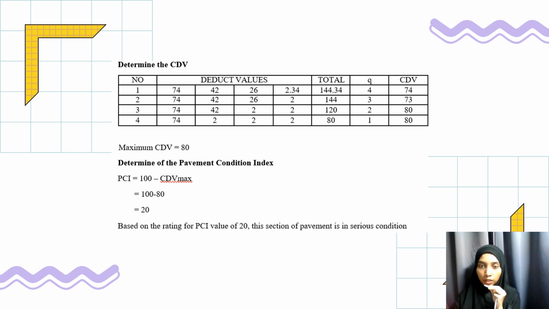Determining the Pavement Condition Index, PCI, we can get 20. Based on the rating for a PCI value of 20, this section of pavement is in serious condition.